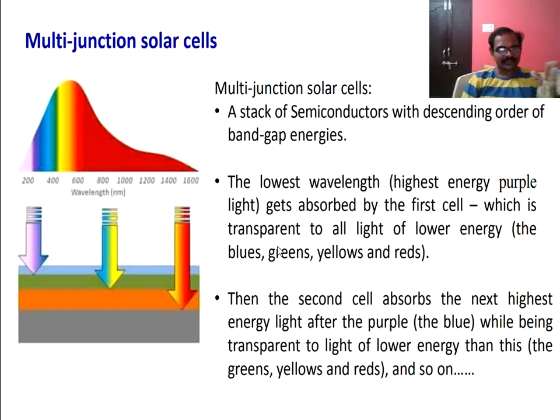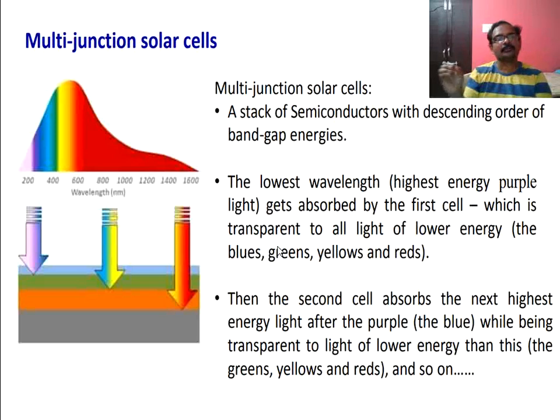Now let's see, on the left side we have the top diagram, that is the intensity diagram. This is the solar radiation spectrum. In the solar radiation spectrum, the wavelength is on the x-axis, and the wavelength is increasing. The purple light has a wavelength of around 200 nanometers, whereas the blue light has a wavelength of around 300, the green light 400, the red light 600 to 800, something like that.